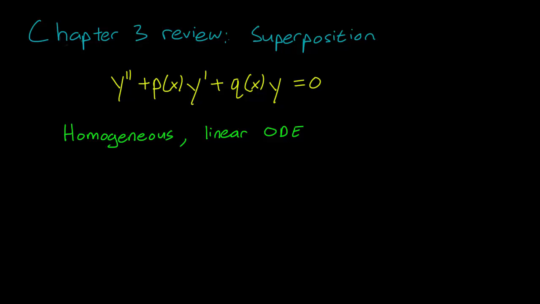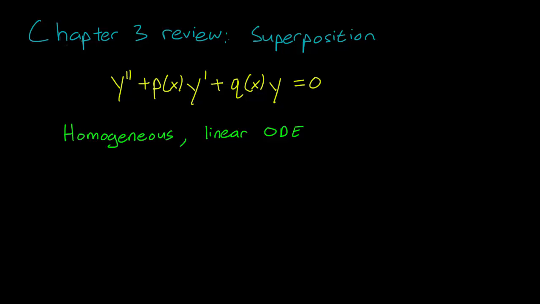Homogeneous means that every term in your differential equation has a factor of y, y prime, y double prime, or so on. So every term has a y in it. As you can see, this is true. Very often, you see homogeneous equations written so that everything else is on the left and you have a zero on the right-hand side.